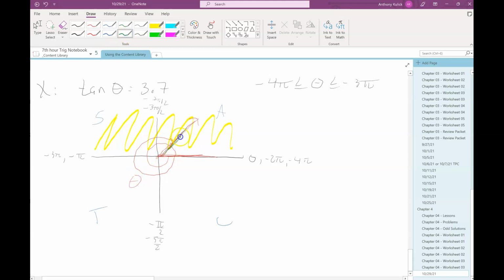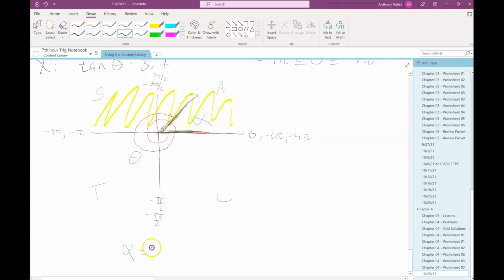Our alpha is always the acute angle made between the terminal side and the x-axis. So our alpha in this case is tangent inverse of the absolute value of 3.7. Might as well just be tangent inverse of 3.7, but I'll put the absolute value bars on there so you don't forget to do that. Everybody's okay?